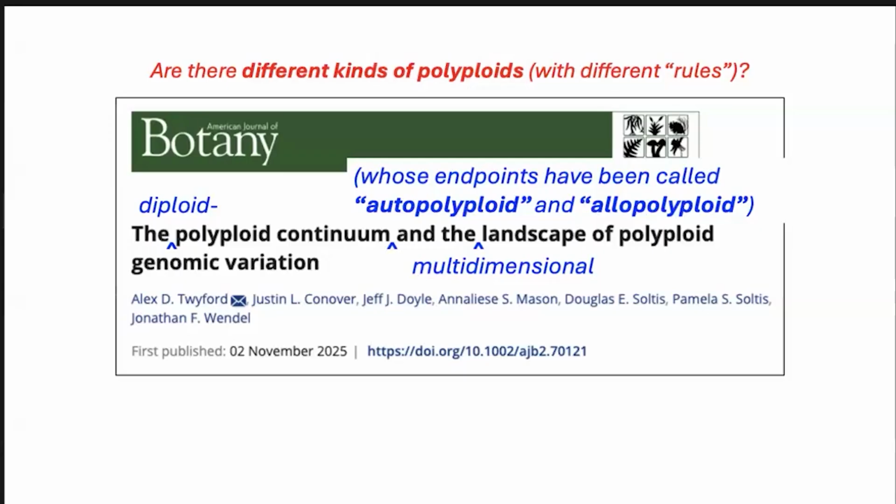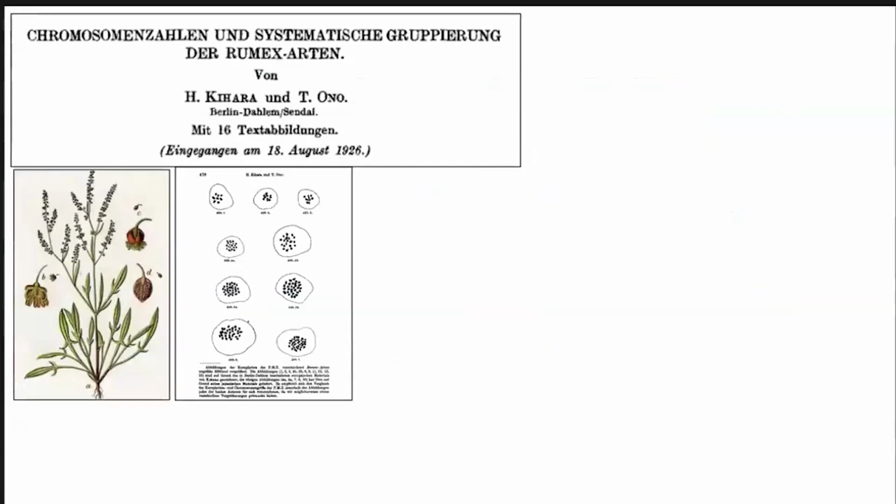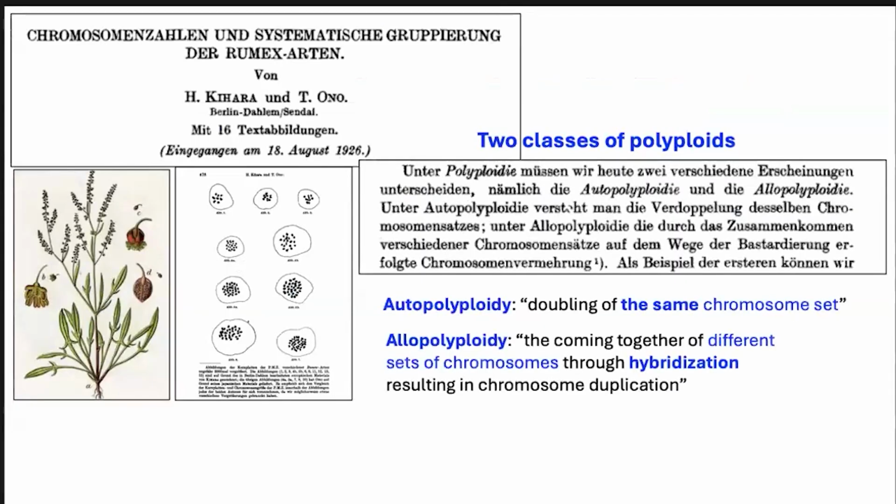So that's quite a mouthful, and you can see why that was not the title of the paper originally, although it maybe should have been. So let's go back again in history, and now we look at when polyploidy was first discovered. Within a dozen or so years of that, people were finding that there were two classes, or named two classes of polyploids, Kihara and Ono, in the 1920s.